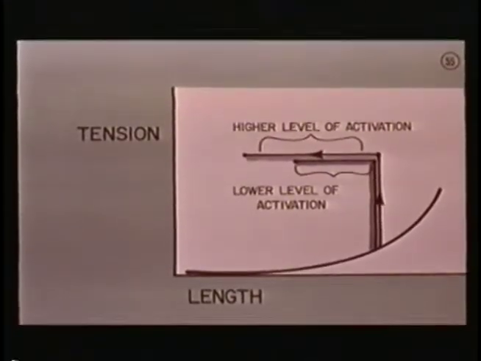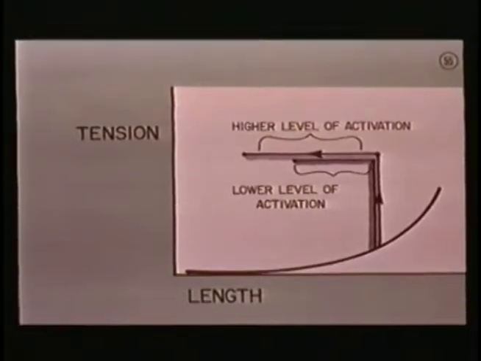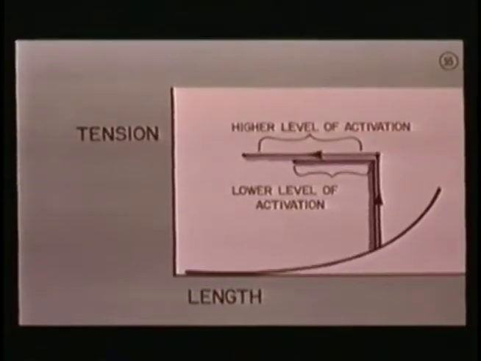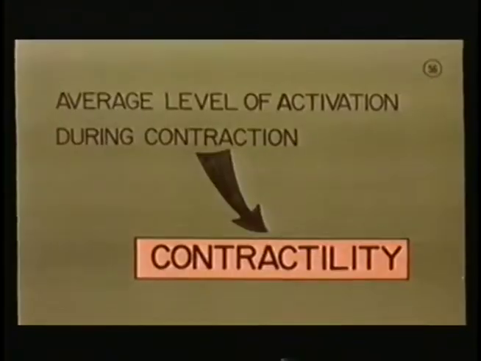The amount of shortening during a contraction depends on the average level of myofilament activation during the contraction, or more specifically, during the period of shortening, phase 2. Obviously, the higher this is, the more vigorously the muscle will contract, and the more it will shorten, as shown on the slide.